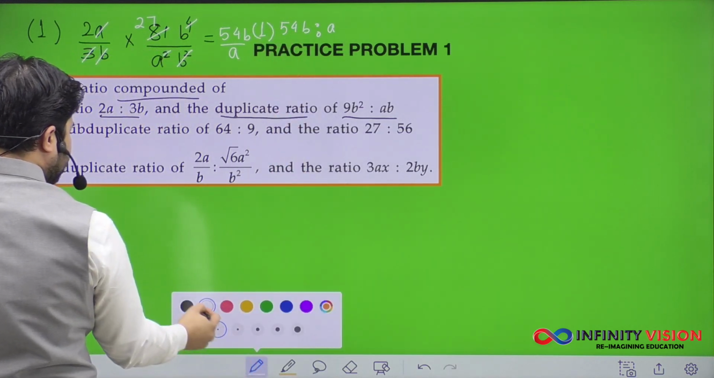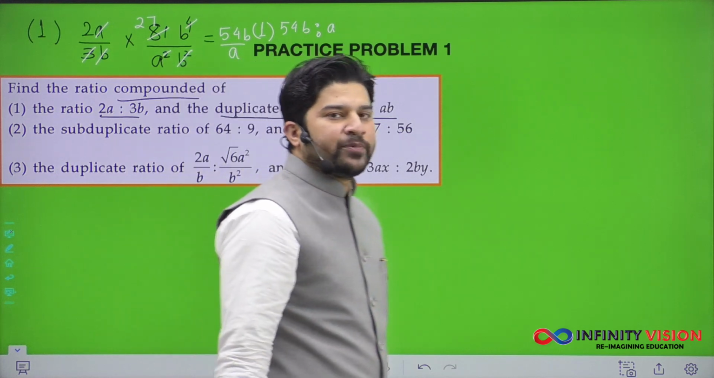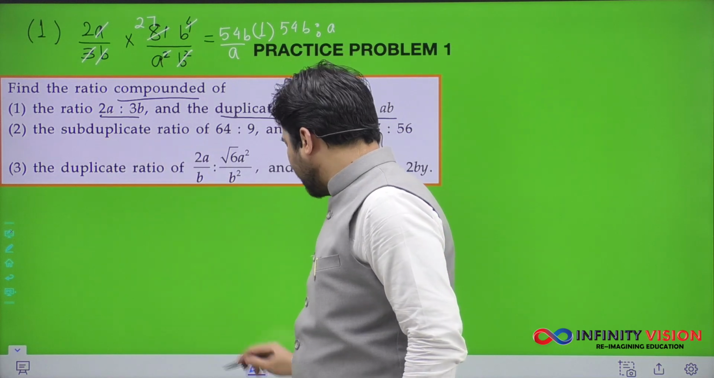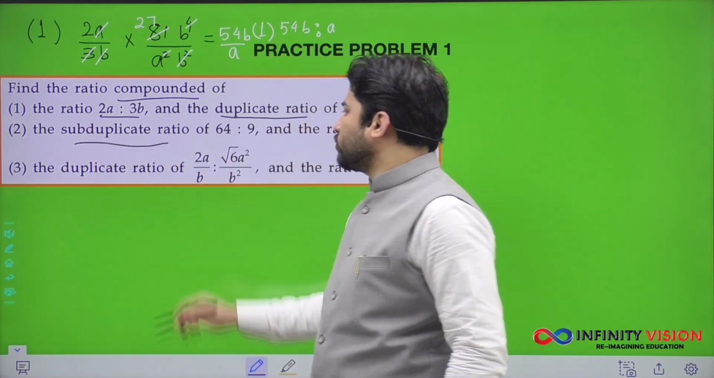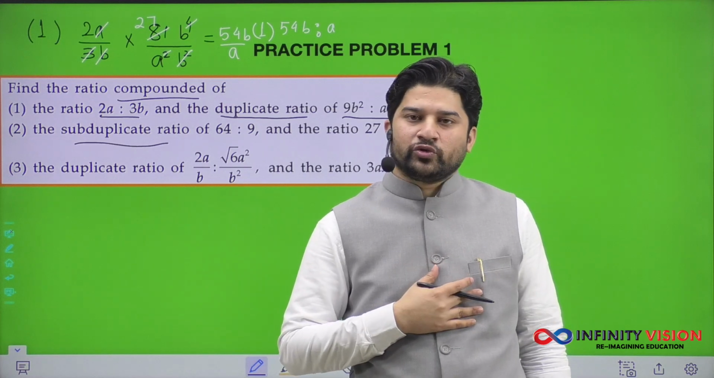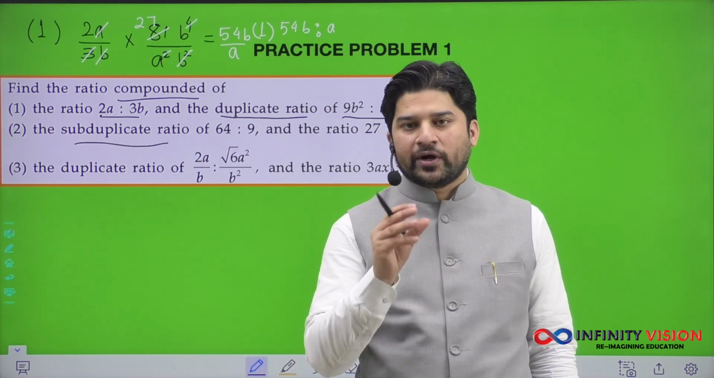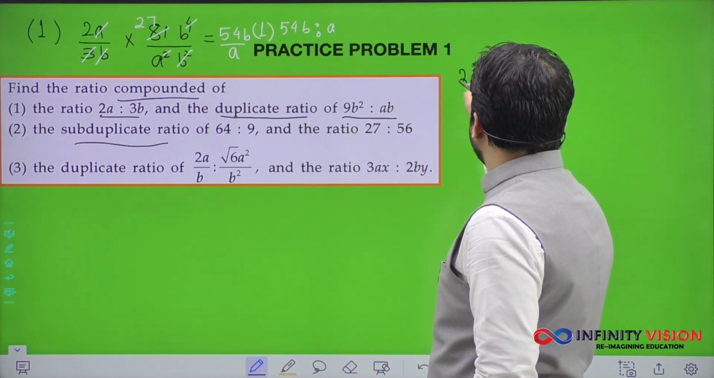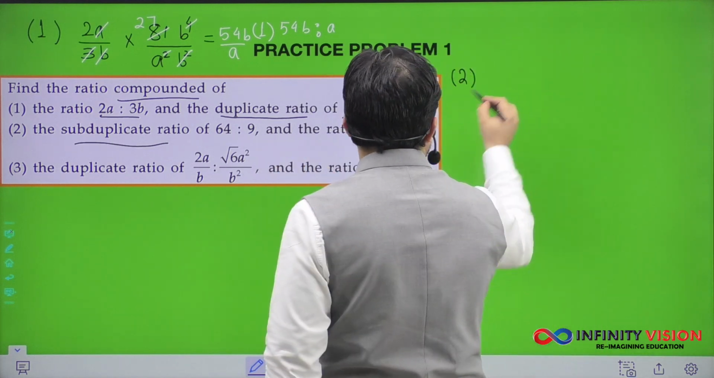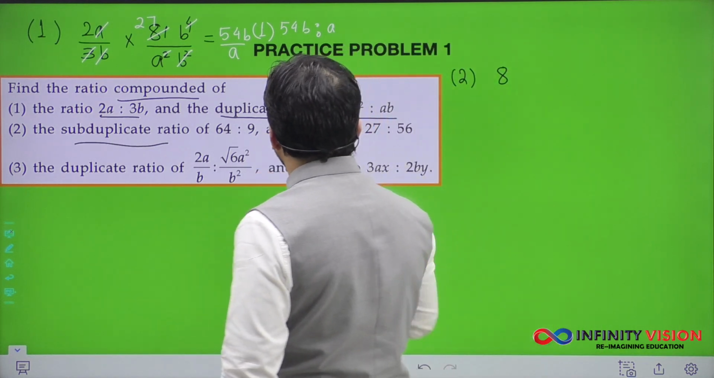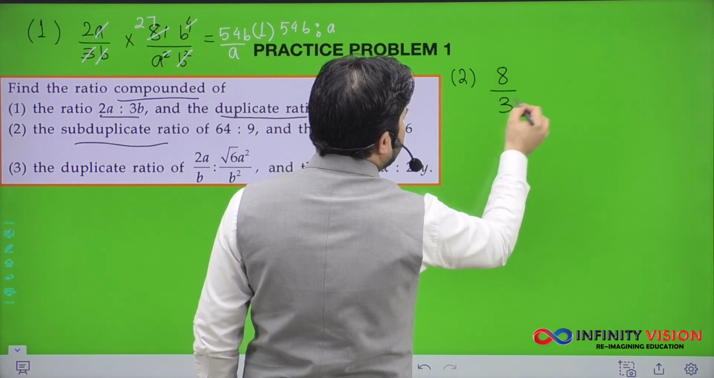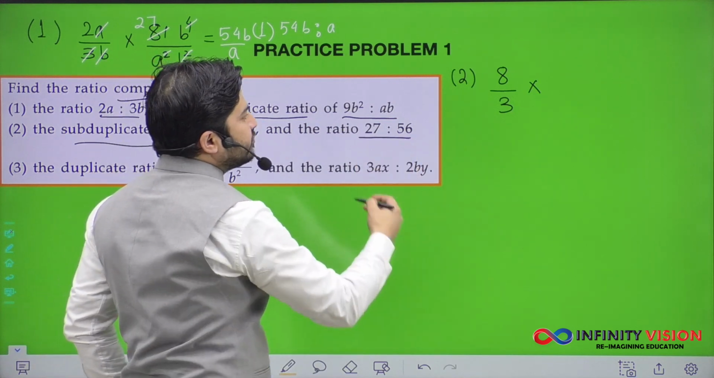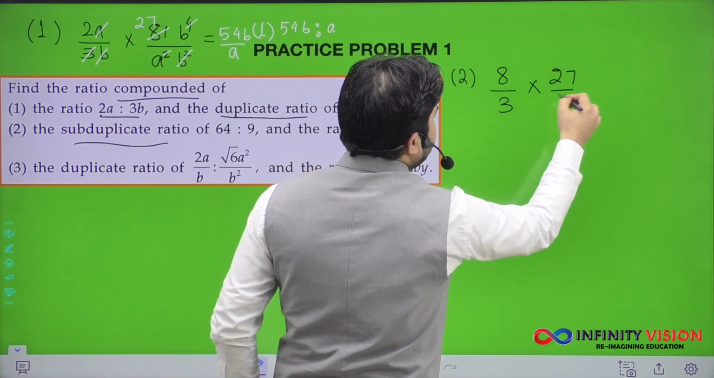Now let's look into the second part. In the second part, you see another important term, that is subduplicate ratio. So you should know what exactly is subduplicate ratio. For finding the subduplicate ratio of a ratio, you just need to find the square root of antecedent and the square root of consequent. So in second part, you are going to find the square root of 64, that is 8, and the square root of 9, that is 3. I'm sure you know how to find the square root. And the second ratio is 27 is to 56, which can be written as 27 upon 56.